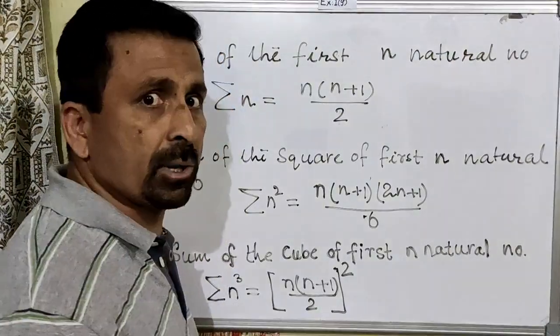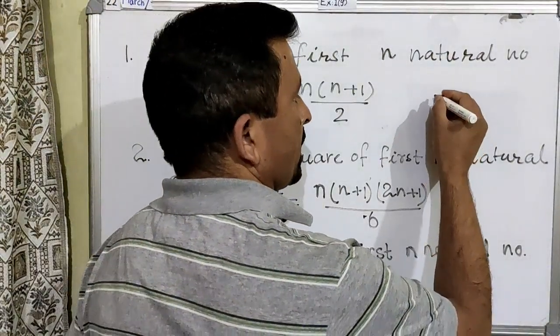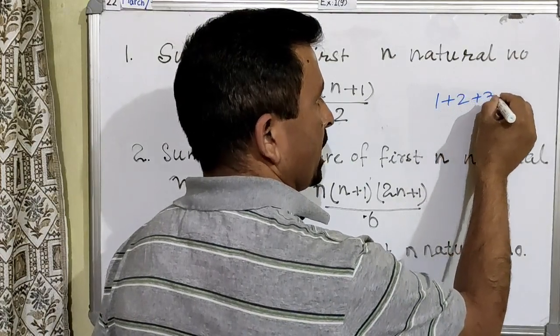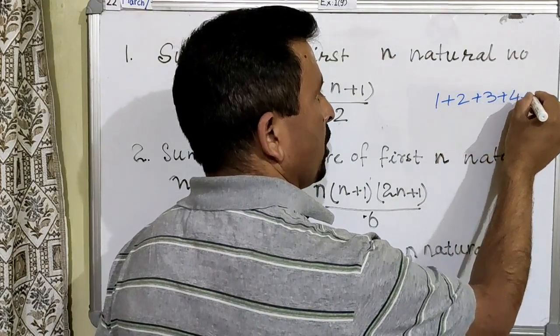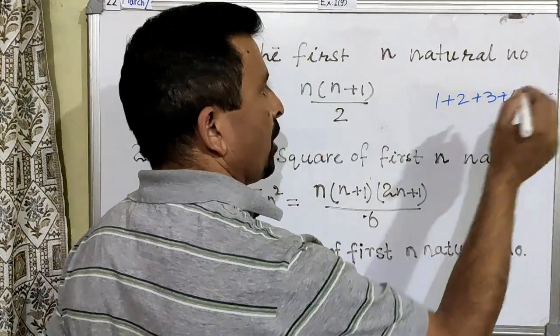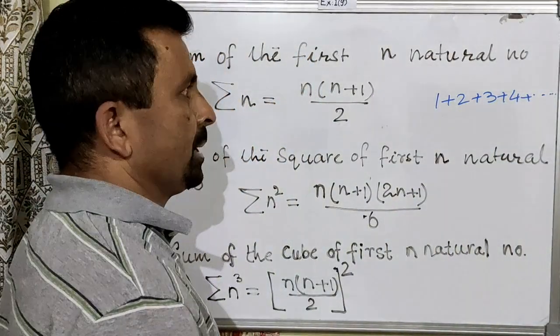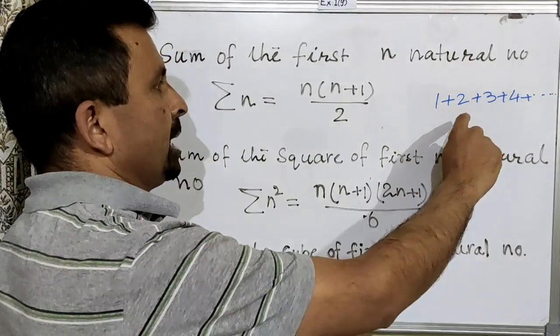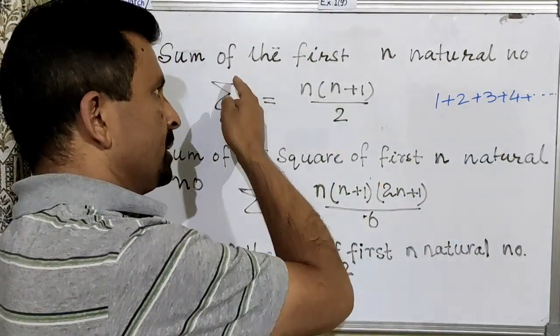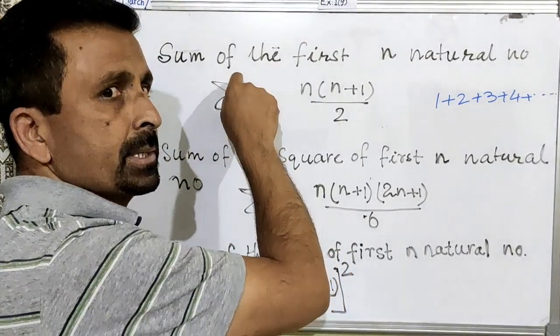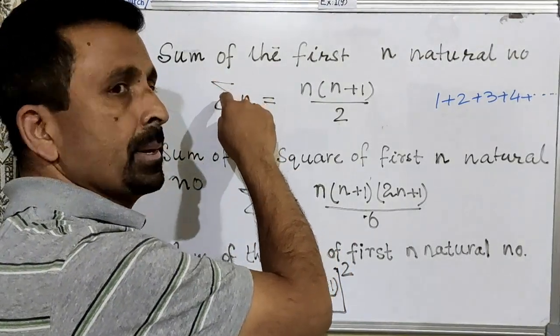You know the sum of natural numbers, right? The sum of natural numbers is 1 plus 2 plus 3 plus 4 and so on, right? This is how we write the sum of natural numbers. Now this sum of natural numbers we can denote as summation of n. Is it okay?